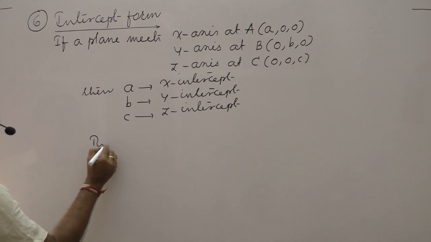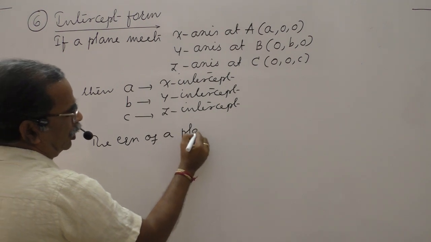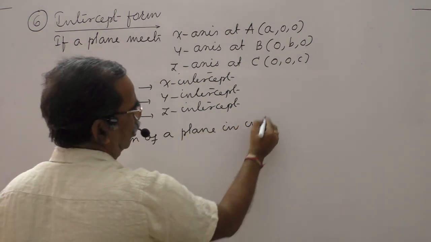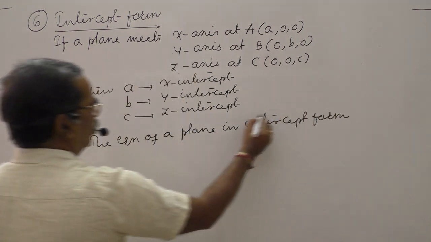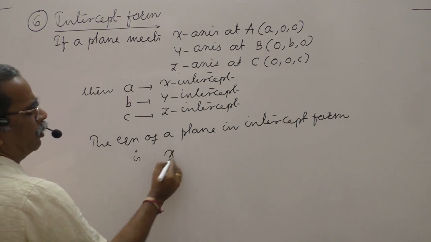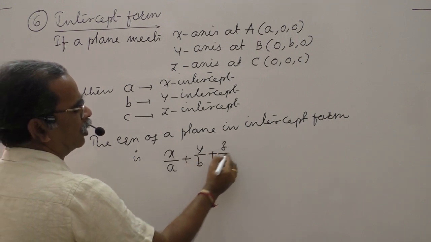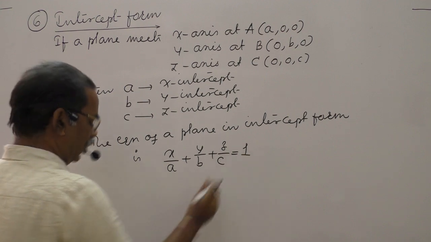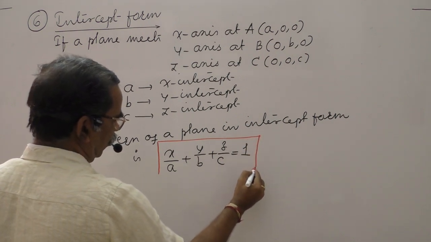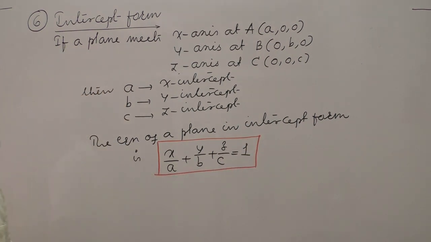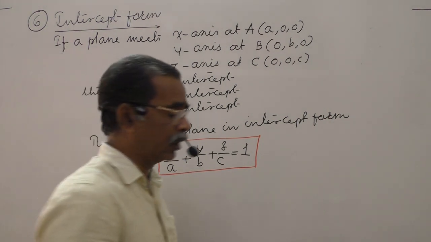So when intercepts are known, the equation of a plane in intercept form is, same as in straight lines, x by a plus y by b plus z by c is equal to 1. This form is known as the intercept form of a plane. Here a is the x-intercept, b is the y-intercept, and c is the z-intercept.